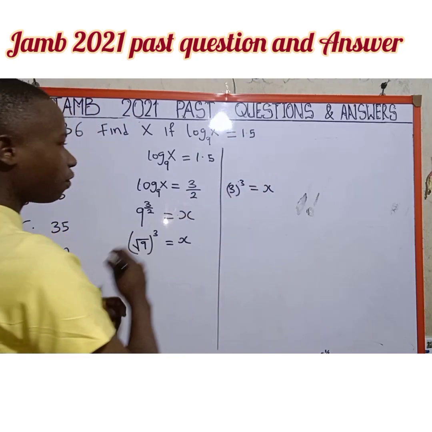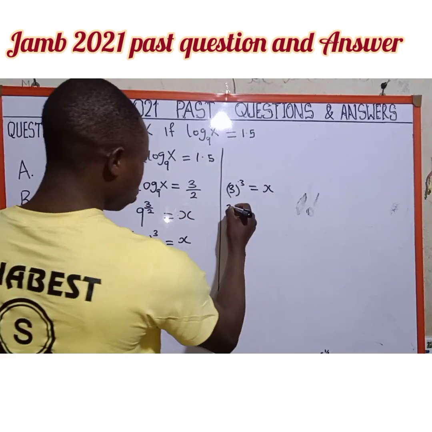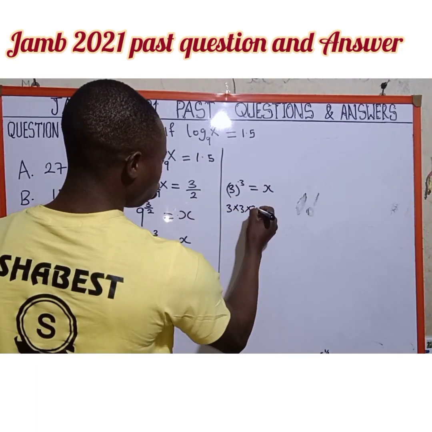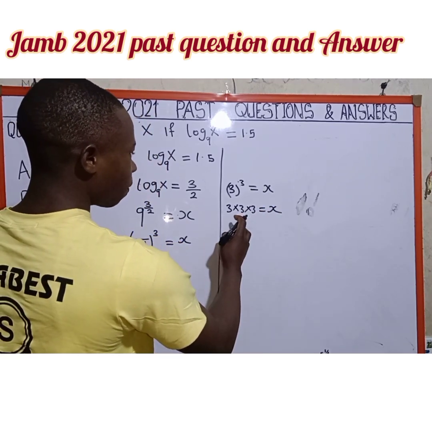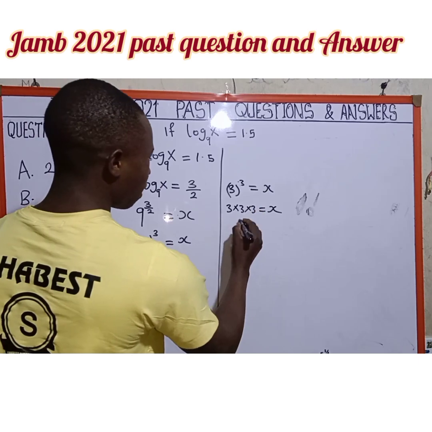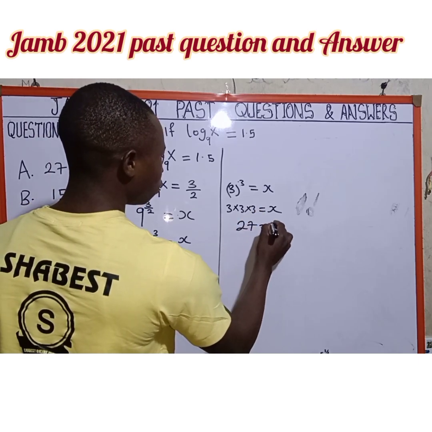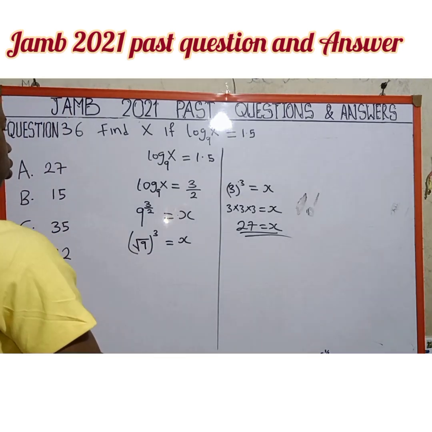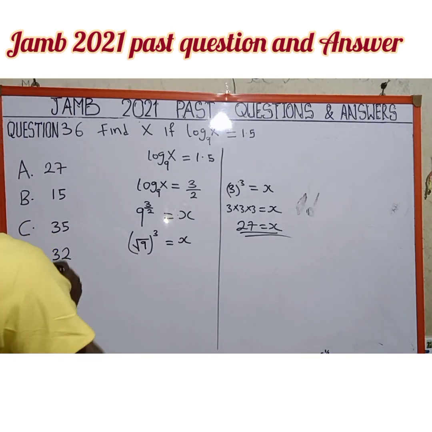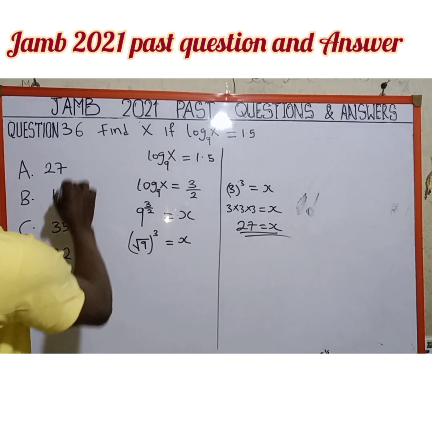So 3 raised to the power of 3 means 3 multiplied by 3 multiplied by 3, is equal to s. And 3 multiplied by 3 is 9. Then 9 multiplied by 3 gives me 27, is equal to s. So this is the value of my s. So you need to recall your law of logarithm. So the answer is 27, which is option A.